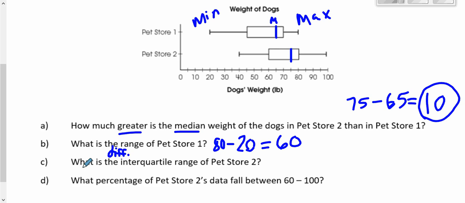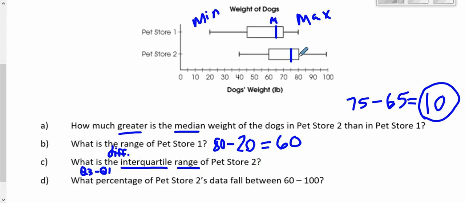All right. Letter C, what is the interquartile range of pet store 2? Now, interquartile range, we can abbreviate that as IQR. Range, same word, that means difference, okay? So the interquartile just means that we're taking Q3 minus Q1, okay? So for pet store 2, we'll look here.